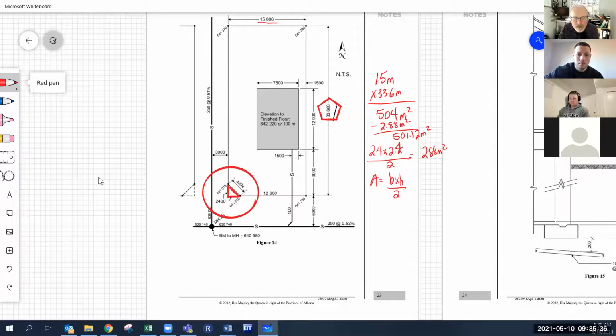Isn't the base the 3394? No, the 3394 is the travel. Okay. So it's 2,400 times 1.414 is the travel. Okay, good. Got that? All right, excellent.